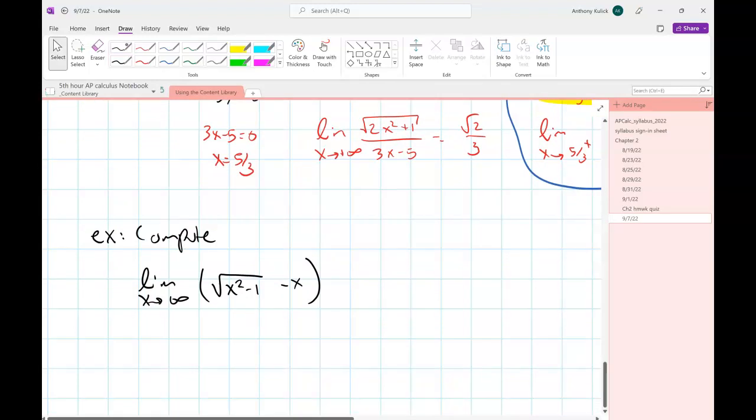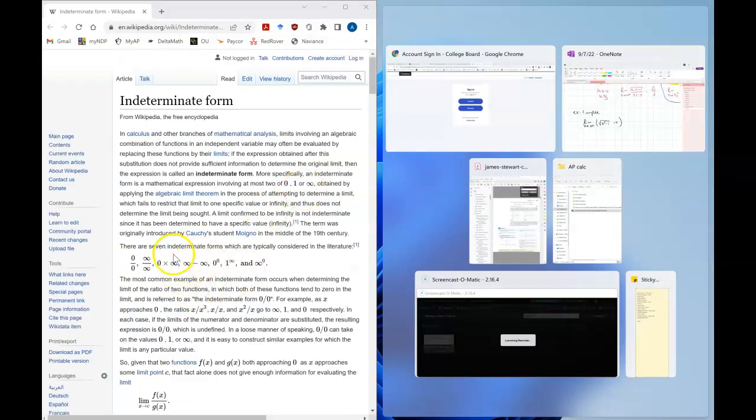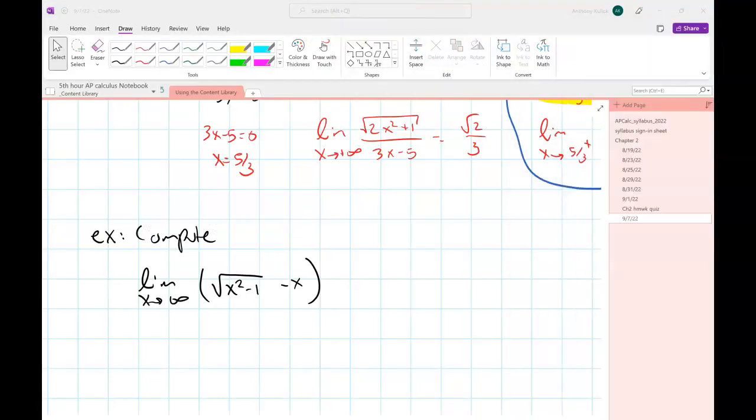So let's look at this thing. If I try to do this by direct substitution, what would I end up with? Infinity minus infinity, right? Remember that that is one of the indeterminate forms. When I showed you guys this before, infinity minus infinity is one of our indeterminate forms. So that we can't do. So we have to figure out a different way to do this. What do you suppose we should do? What's going to be the trick here?